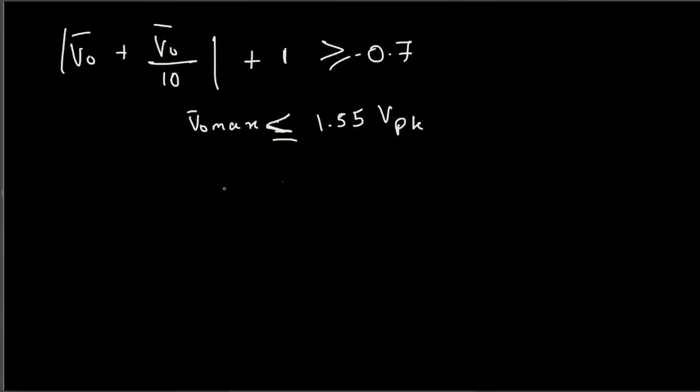Okay, and we are not done yet. Therefore vsig max, that's VO max divided by Gv.